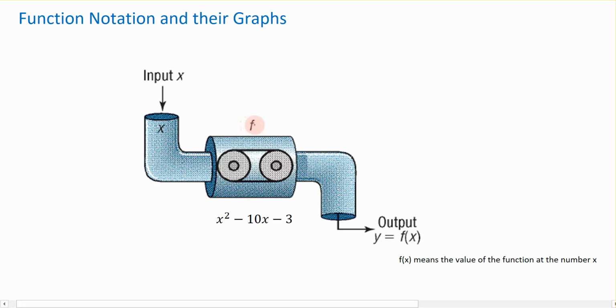Now the function machine is represented by an equation that we are looking at. And when we put a value in for x, evaluate the equation at x, we get a y value. Now we are introducing a function notation here where we say f of x, which means it's the value of the function at the number x. These two representations, whether we say y equals or f of x equals, mean the same thing. And we will be using function notation for a lot of equations.